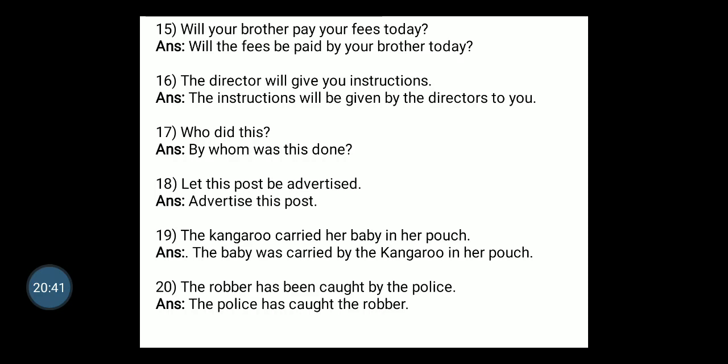Sentence number 19th. The kangaroo carried her baby in her pouch. Carried is simple past, active voice. The baby was carried by the kangaroo in her pouch. Okay. Sentence number 20. The robber has been caught by the police. The police has caught the robber. Has been caught is passive voice, therefore the police has caught the robber.